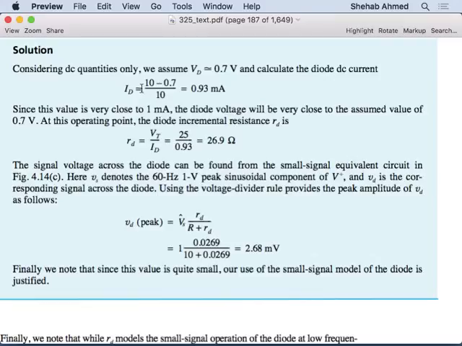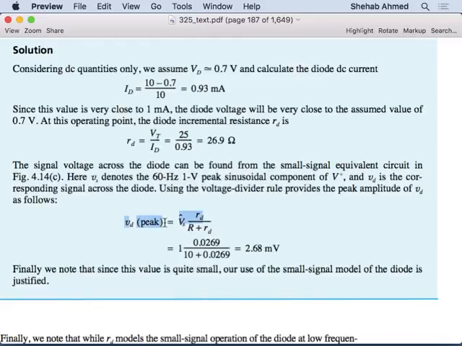So they did 10 minus 0.7 divided by 10 kilo ohms, which is the resistance. You have 0.93 milliamp ID. How do you calculate small r? It's VT, 25 millivolts, over 0.93 milliamps, right? You get a certain value of resistance. VT is the thermal voltage.